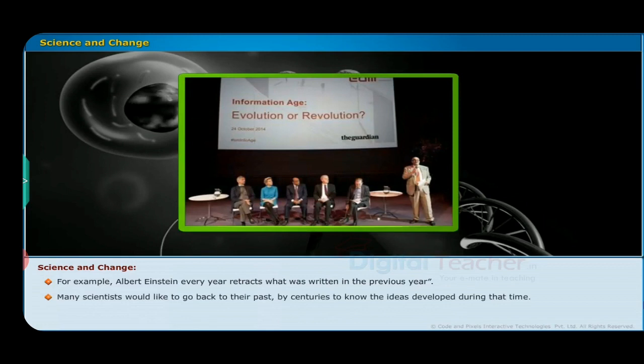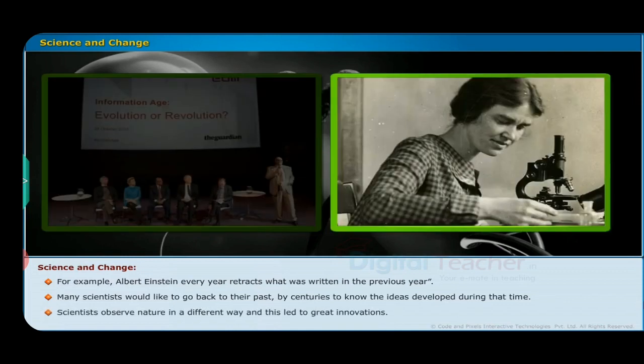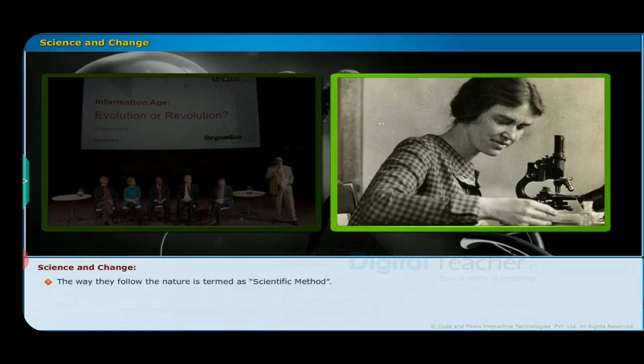Many scientists would like to go back to their past by centuries to know the ideas developed during that time. Scientists observe nature in a different way, and this led to great innovations. The way they follow the nature is termed as scientific method. Now, let us observe how they follow the scientific methods.